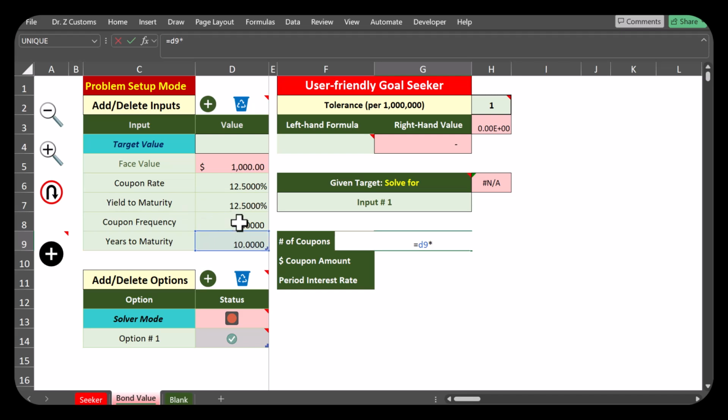Coupon amount, face value, which is D5, times coupon rate, which is D6, divided by coupon frequency, which is D8. We'll deal with the formatting. Period interest rate, yield to maturity, which is D7, divided by coupon frequency, D8.